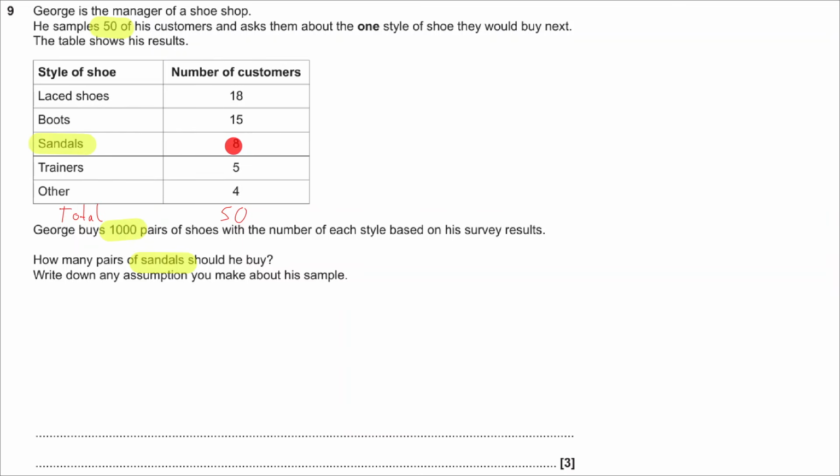So you can see in the survey there was 8 over a total of 50. So that's the proportion that got sandals from the survey, and you want to find that proportion of the 1,000 that he's bought. In maths, if you're finding of an amount, you are timesing your numbers together. So you're doing 8 over 50, and you are timesing by 1,000. And 1,000, I like to think of it as 1,000 over 1. They mean exactly the same thing.